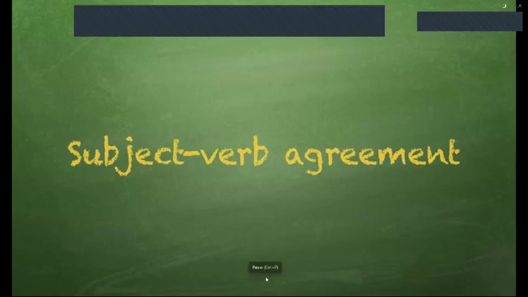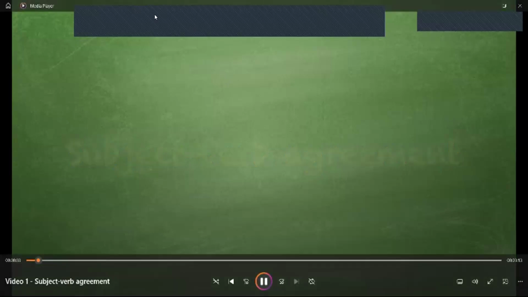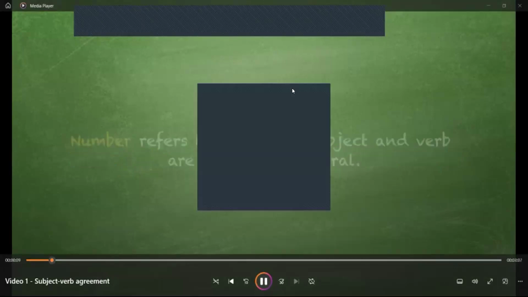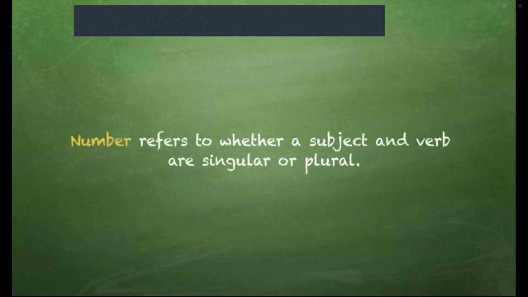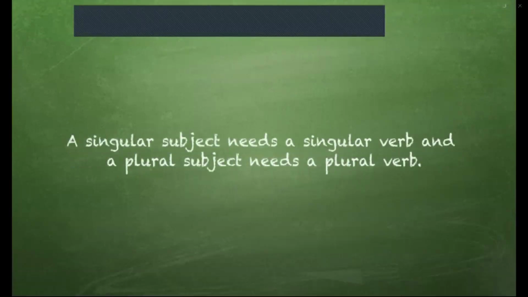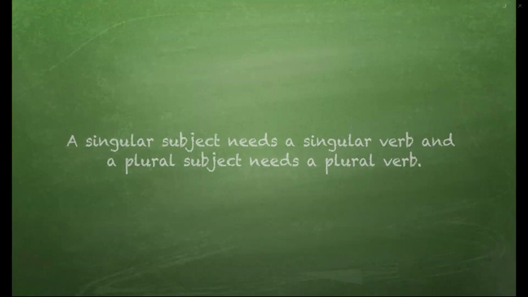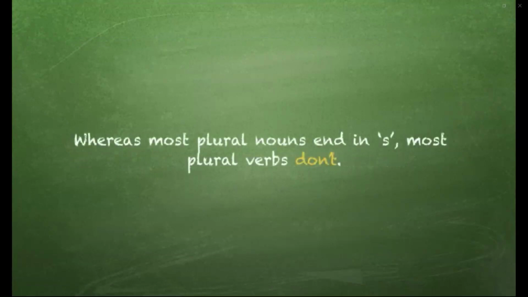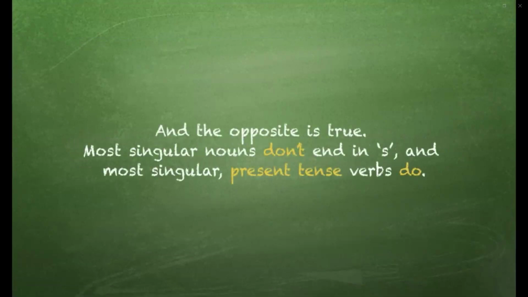Subject-verb agreement. The subject and verb must agree in person and number. Number refers to whether a subject and verb are singular or plural. The singular subject needs a singular verb, and a plural subject needs a plural verb. Whereas most plural nouns end in S, most plural verbs don't. And the opposite is true. Most singular nouns don't end in S, whereas most singular present tense verbs do.